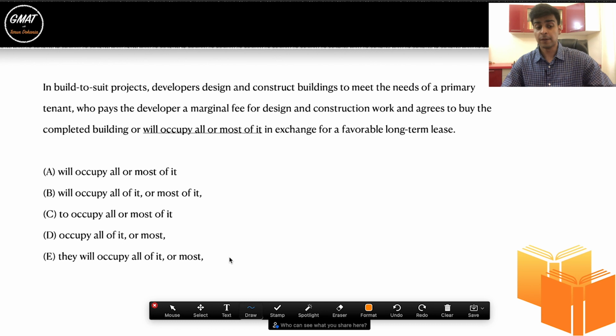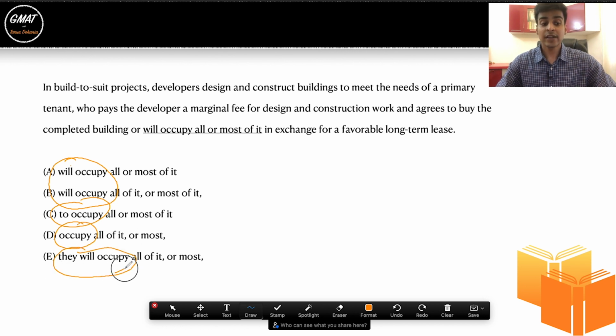So if you get this question in the paper, the method tells us that we start with the first words. We have "will occupy" versus "to occupy" versus "they will occupy." Why did I go to the word "occupy"? Because this is a verb and we know that there are 3 important parts in a sentence: subject, verb and object. So verbs will always be the most important part for me.